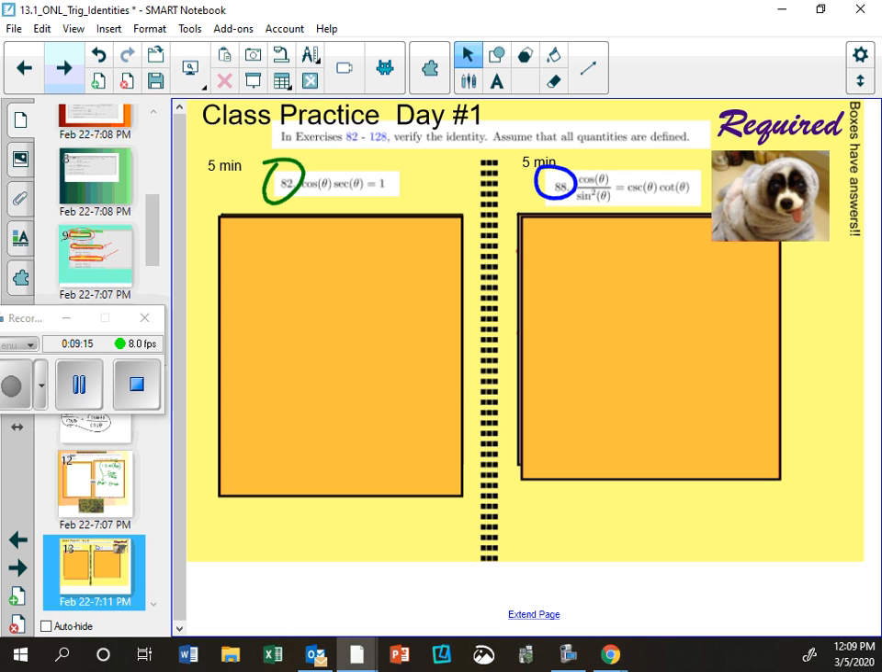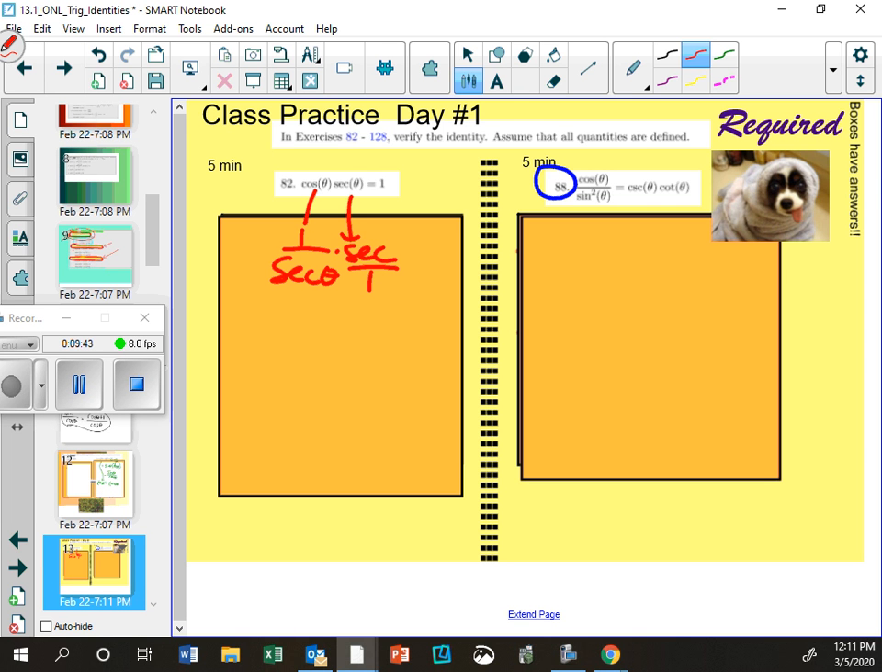Okay, let's see if you were able to handle these. Row 5, person 3. 1, 2, 3. That's you, AW. Tell me what to substitute on the left problem here, number 82. Took out cosine, put in 1 over secant. I like it. And then this is just a secant. So then I'm going to put it over 1 just to show my work really well.